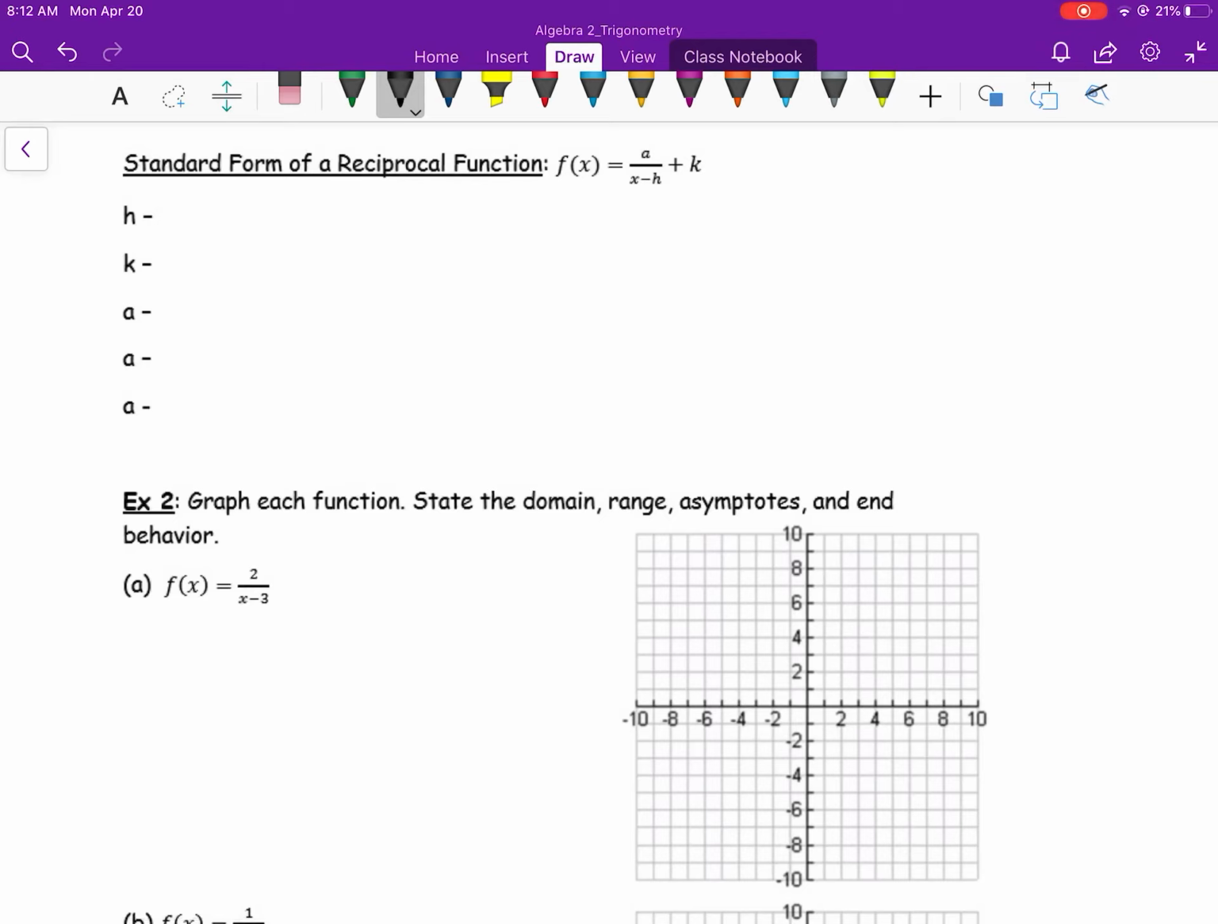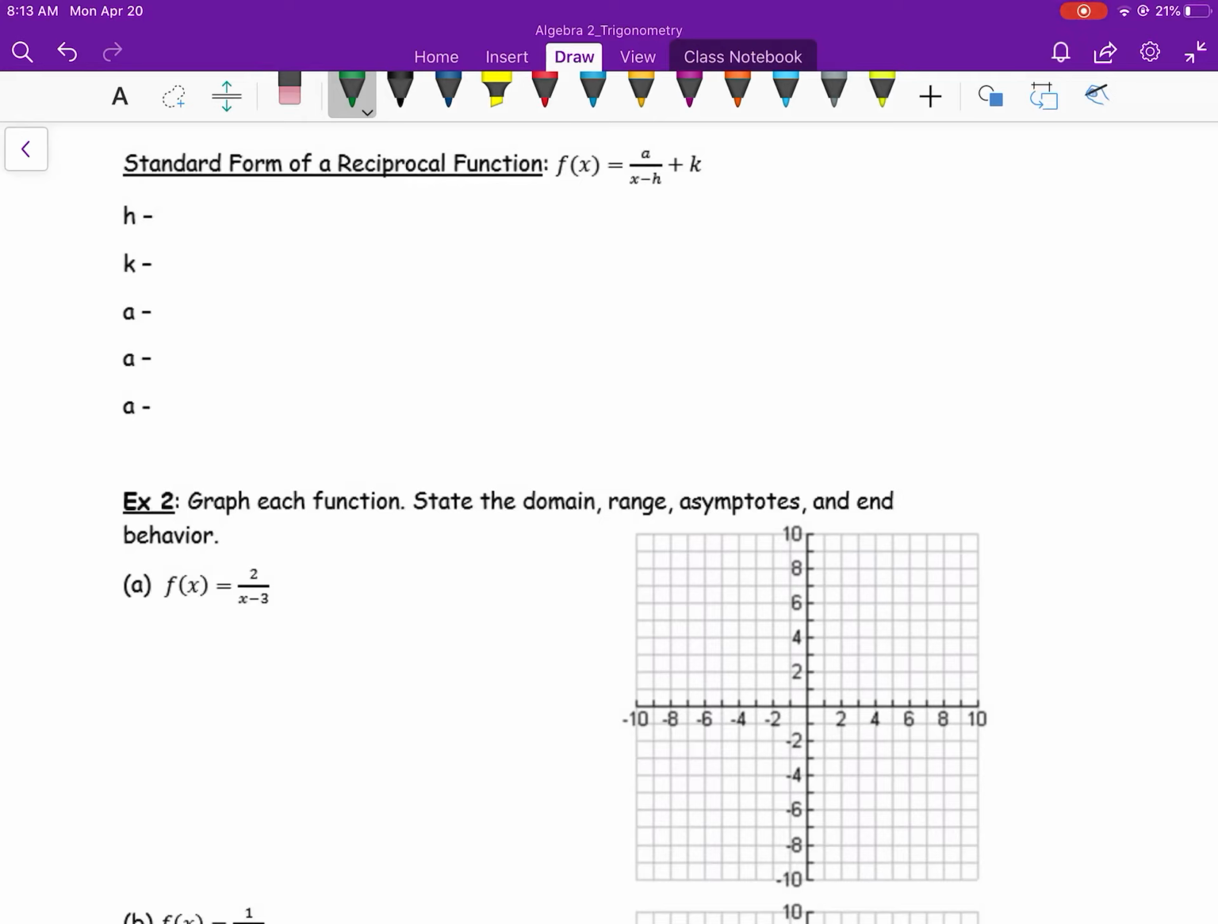Moving along, our standard form. We have f of x is equal to a over x minus h, plus k. Just like all the standard forms of the functions we learned this year, h and k do the same stuff they've always done. h is our horizontal shift, left to right. k is our vertical shift, up and down.